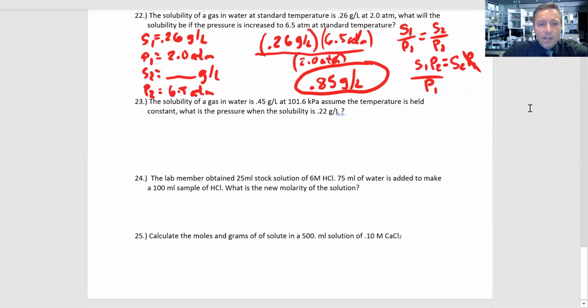Number 23, solubility of a gas in water is 0.45 grams per liter at 101.6 kilopascals. Assume the temperature is held constant. What is the pressure when the solubility is 0.22 grams per liter? So my solubility fell. So that tells me immediately I'm looking for a lower pressure.